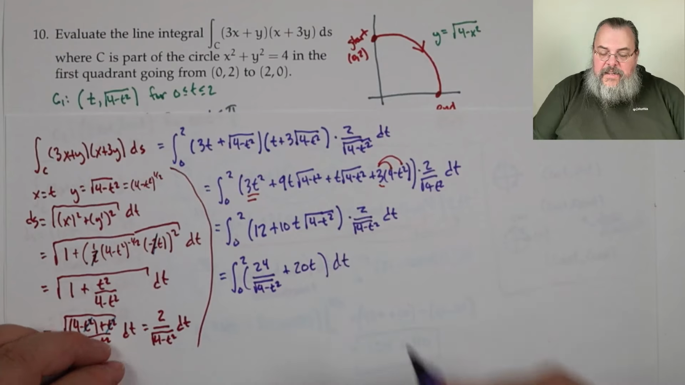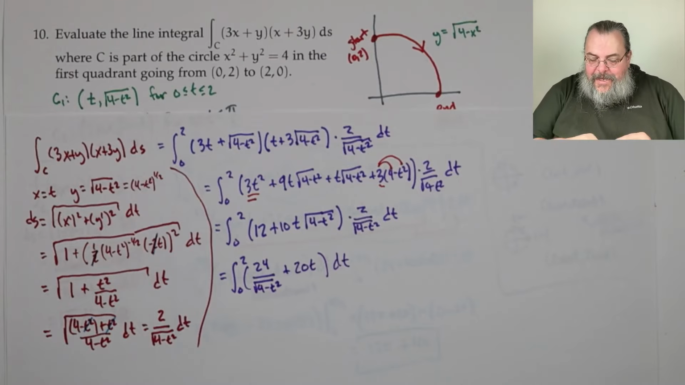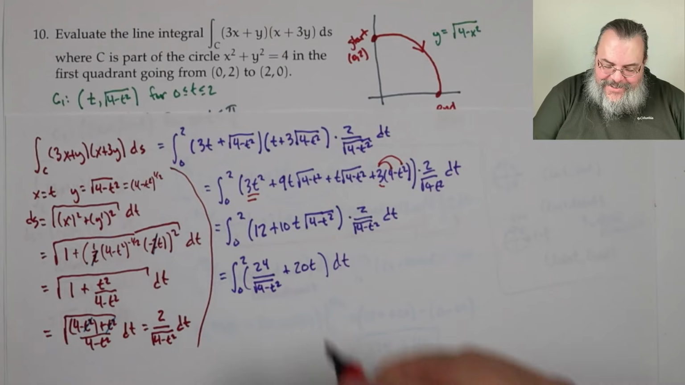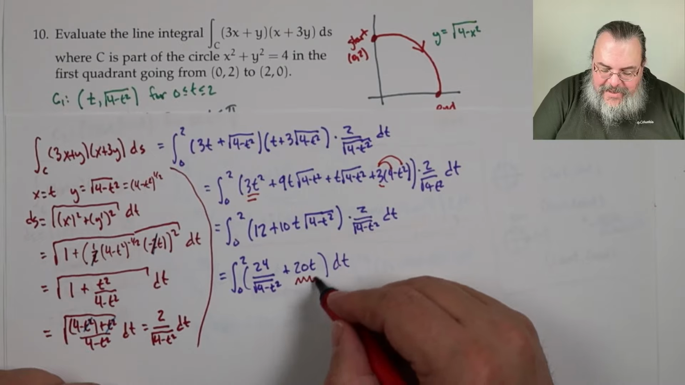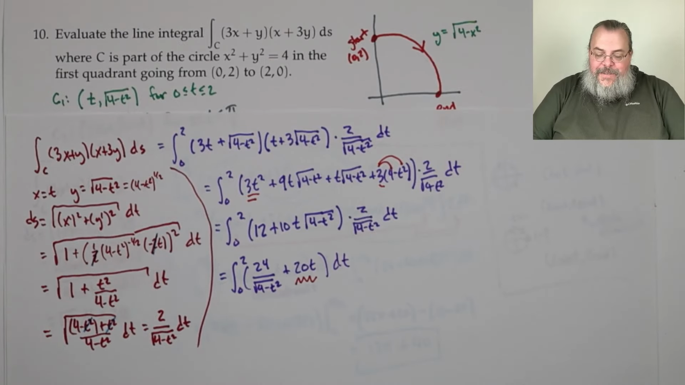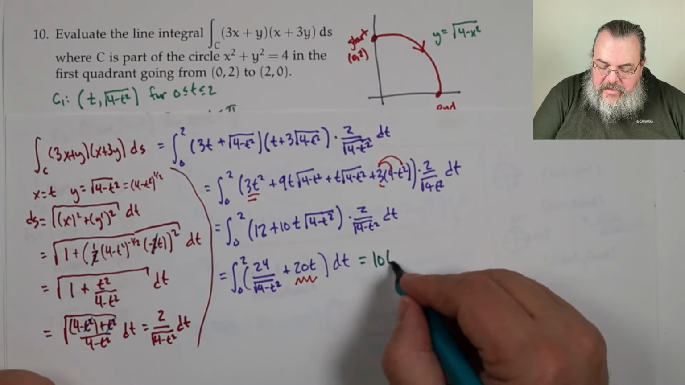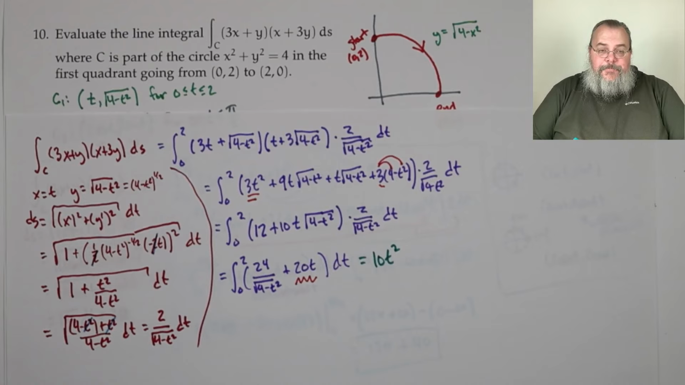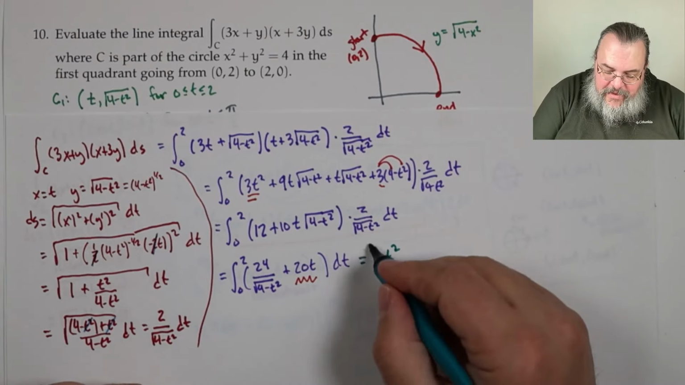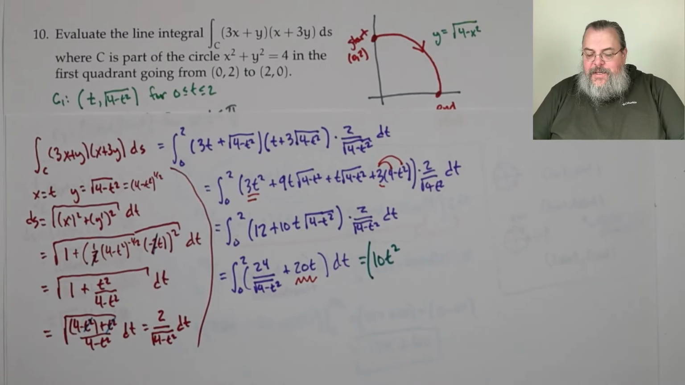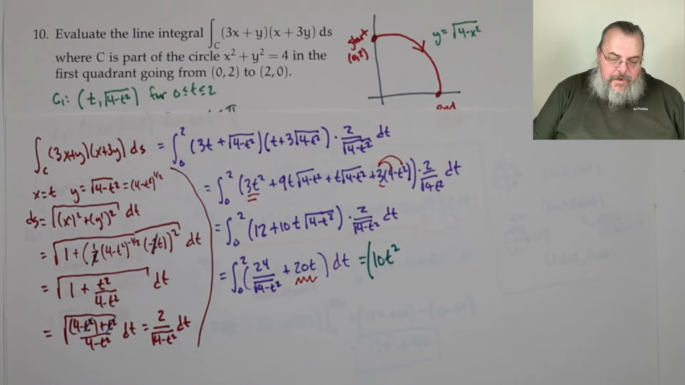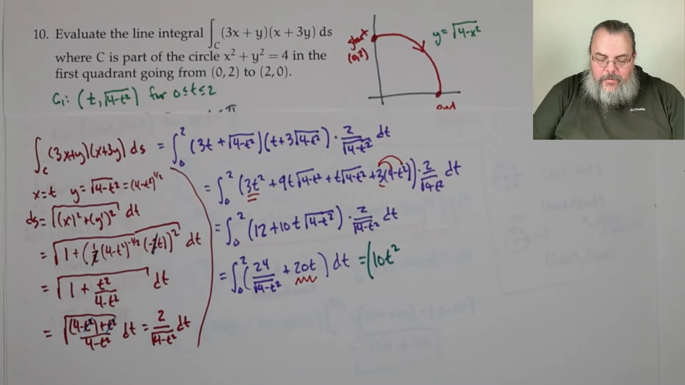Okay, nice. Now, one of these will be a very easy integral. Can you guess which one? The integral of 20t is going to be very straightforward. So we integrate that, that's 10t squared. Plus, now we have to do this other one, and we're going to work this out.